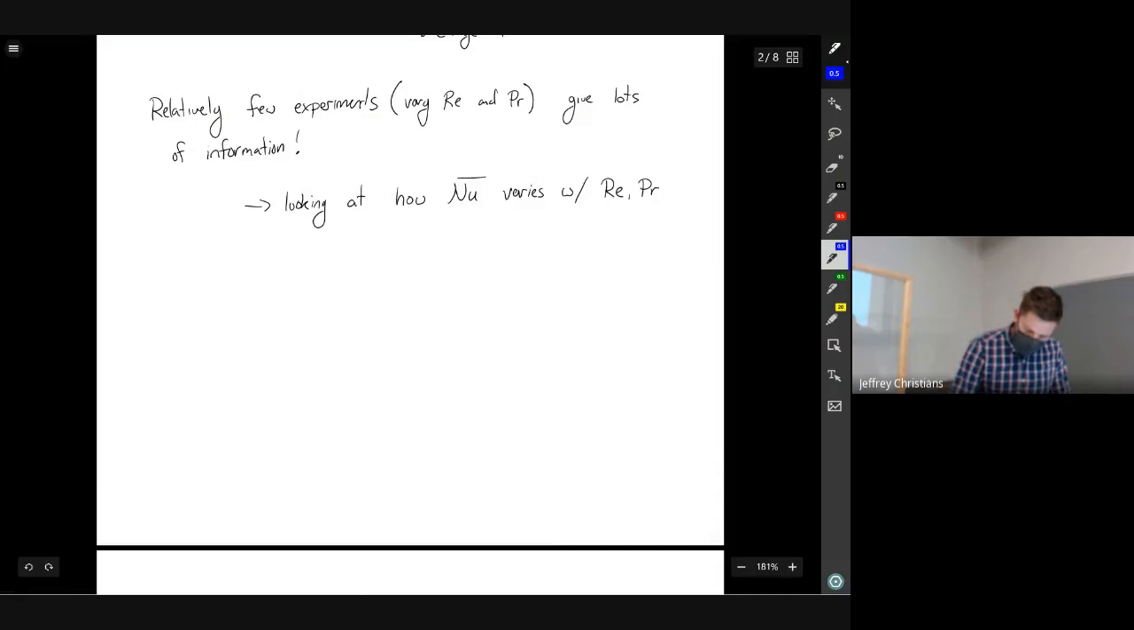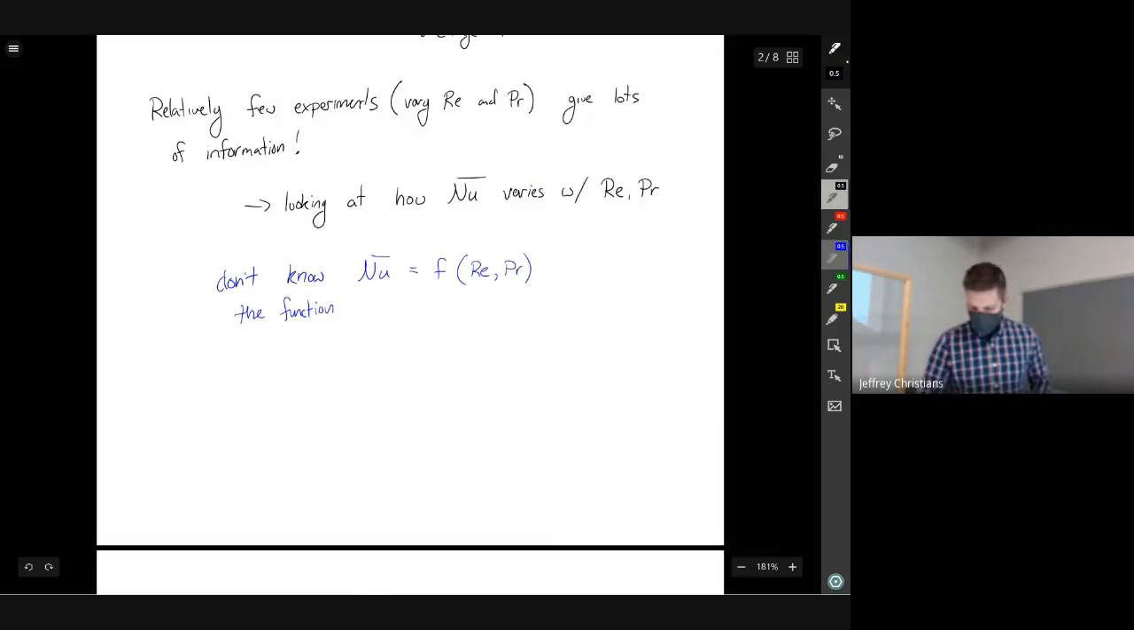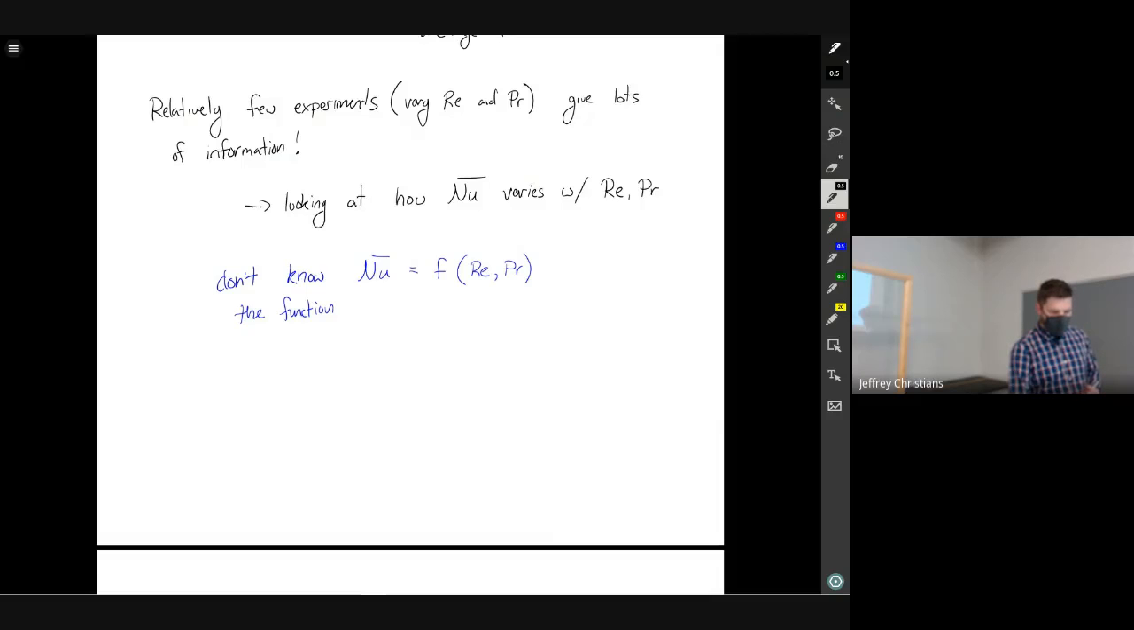So this gives us, we know that's true. But we don't know what that function should look like. We don't know how we should build these correlations. So that's what we'll talk about briefly now. So in general, what our approach is going to be.